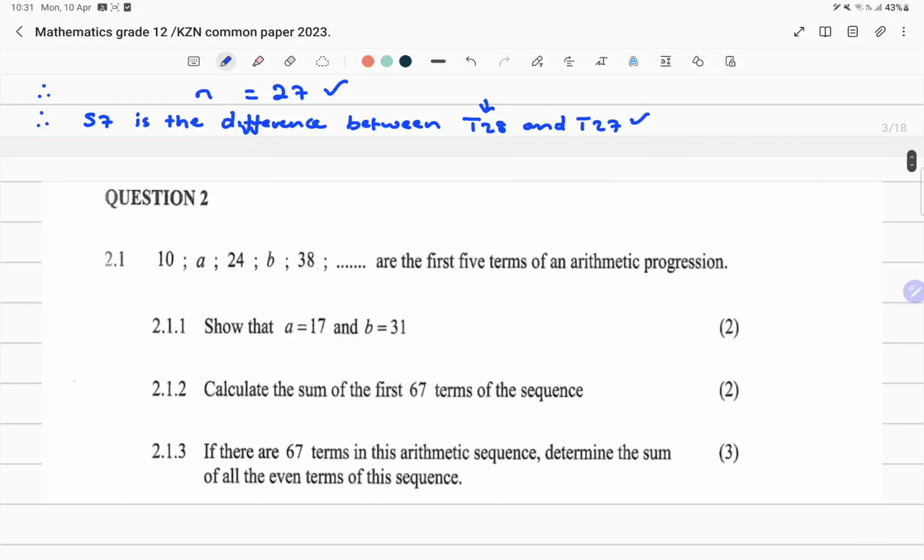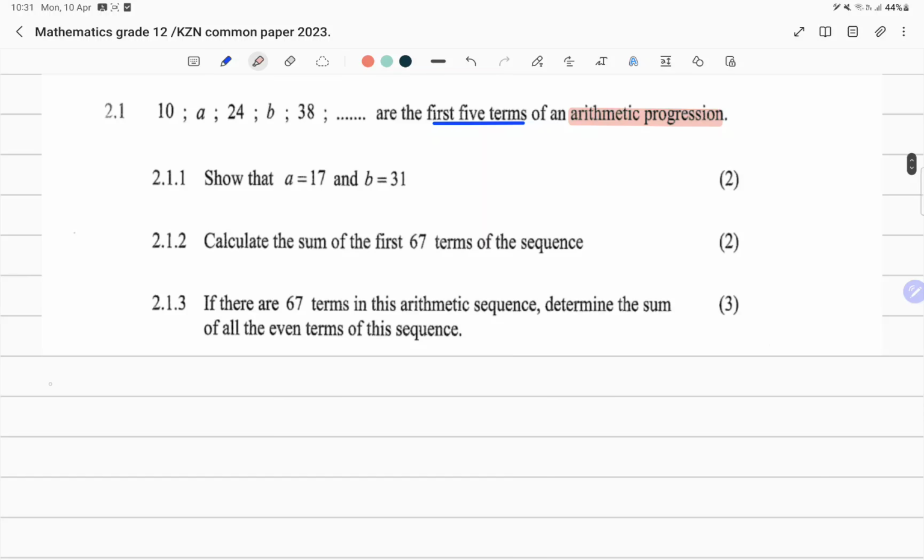Next question says 10, A, 24, B, 38 are the first 5 terms of an arithmetic progression. So what do we know about an arithmetic progression? It is a progression between two consecutive terms such that we get a difference that is common or constant. Now it says show that A is 17, B is 31.